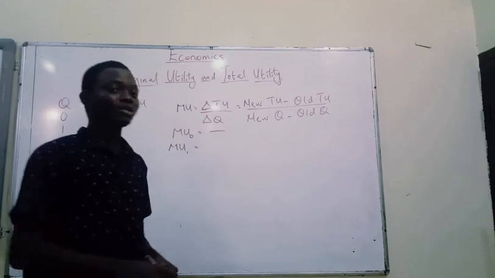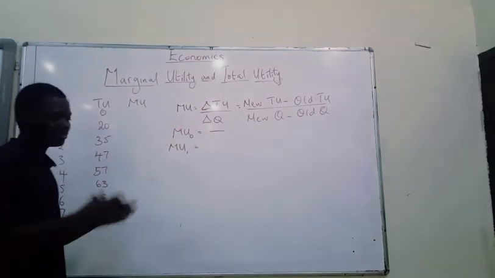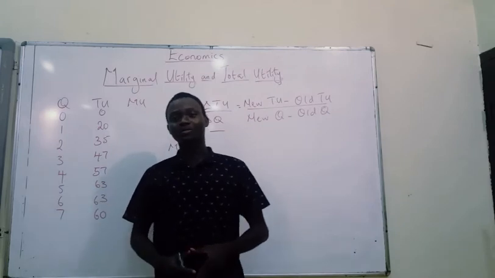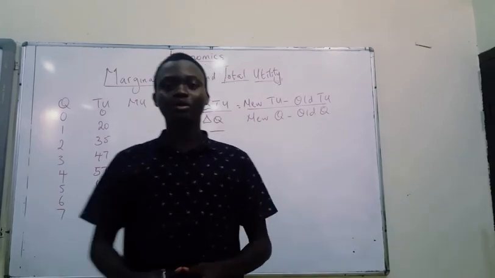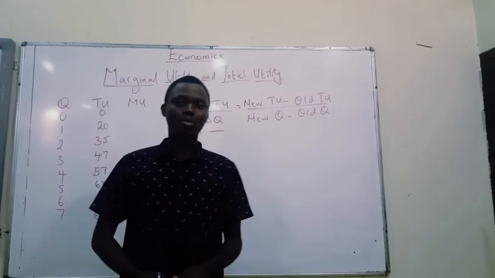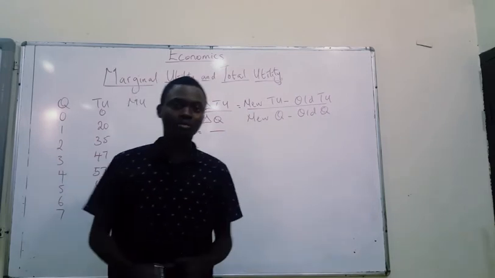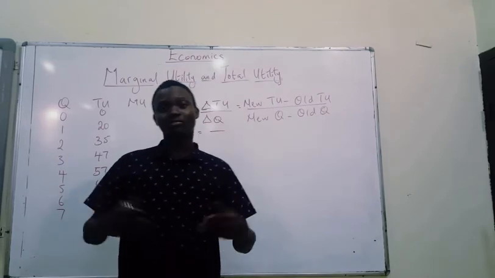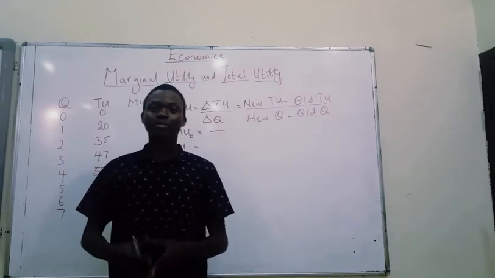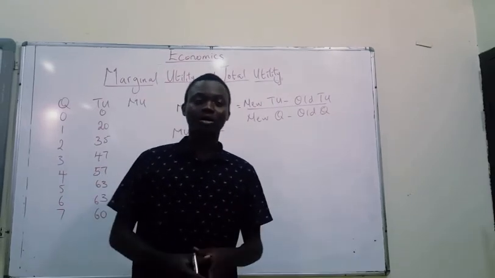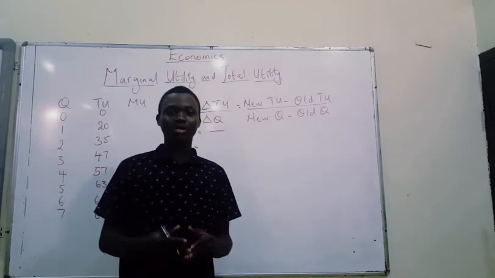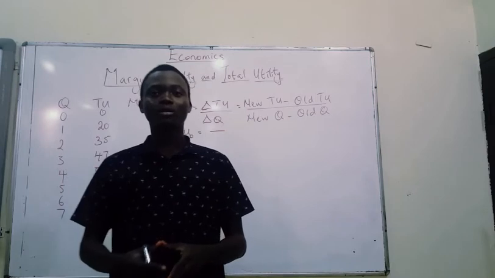Today we shall be talking about marginal utility and total utility. Utility itself is simply the satisfaction that a consumer derives from the consumption of a commodity. So if you buy a phone, it makes you happy, you are satisfied with the phone. So you have some amount of utility. You buy a book, you buy a house, you get anything. The satisfaction that you derive from it is what we call utility.